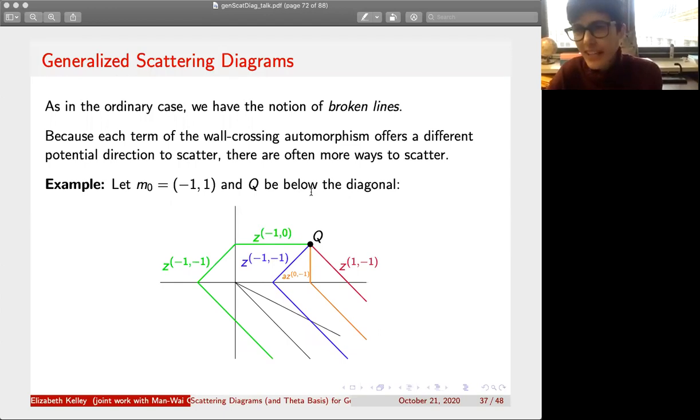And just like in the ordinary case, we have a notion of broken lines. The only thing that's different here is that because we have more terms in our wall-crossing automorphisms, there are more ways for things to scatter. So starting with the same initial slope, you start getting more terms. And this makes sense to us because our cluster variables have more terms, right? And if we can find cluster variables and theta functions using broken lines, then by God, the broken lines should have more terms.